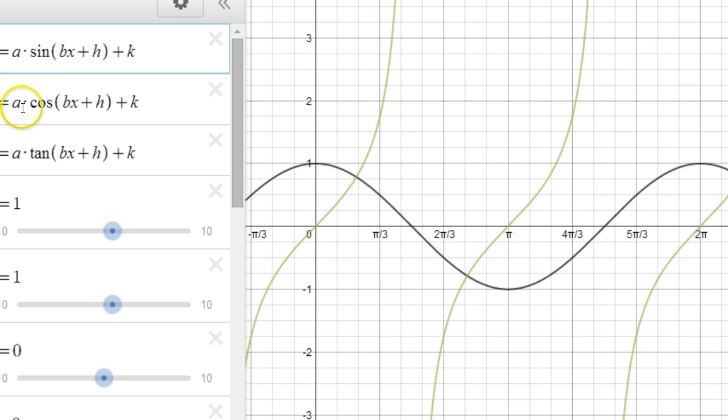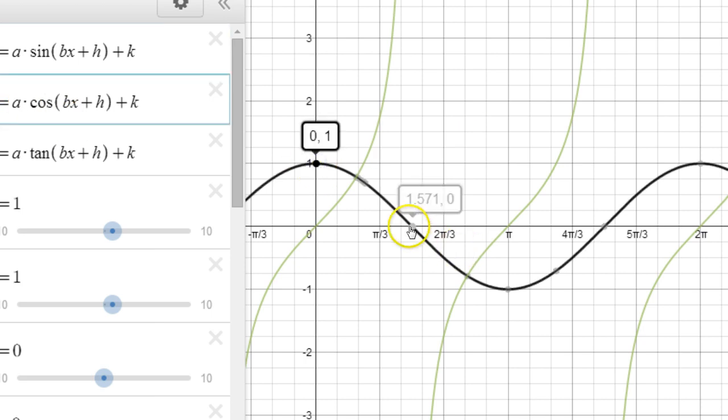Okay, now if we get rid of those and we start to look at the intercepts for this one, it starts at 0, at the very top at 1, and it goes down and it just works its way across.